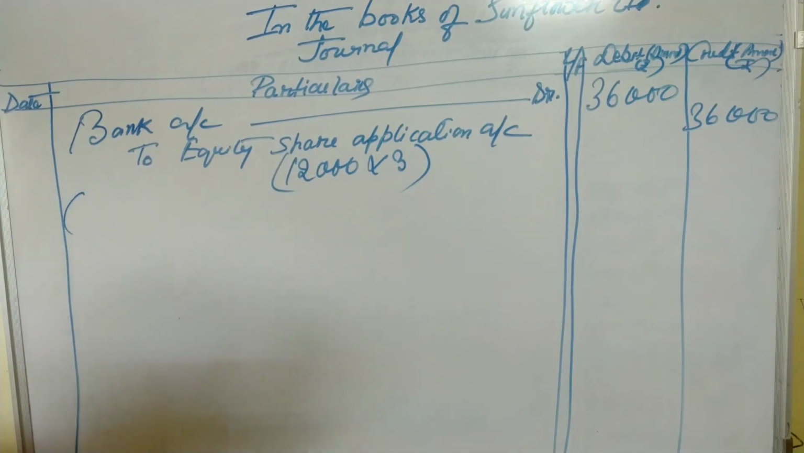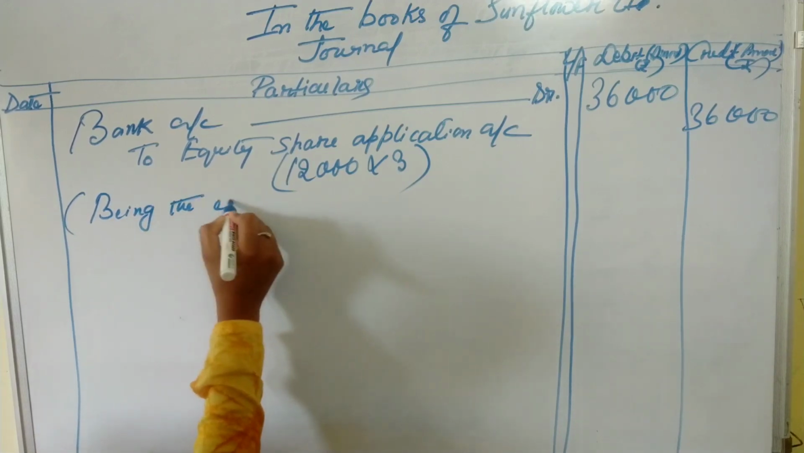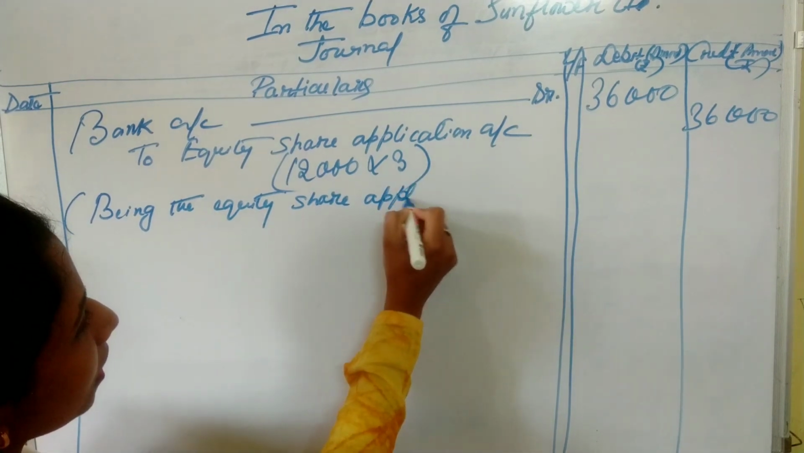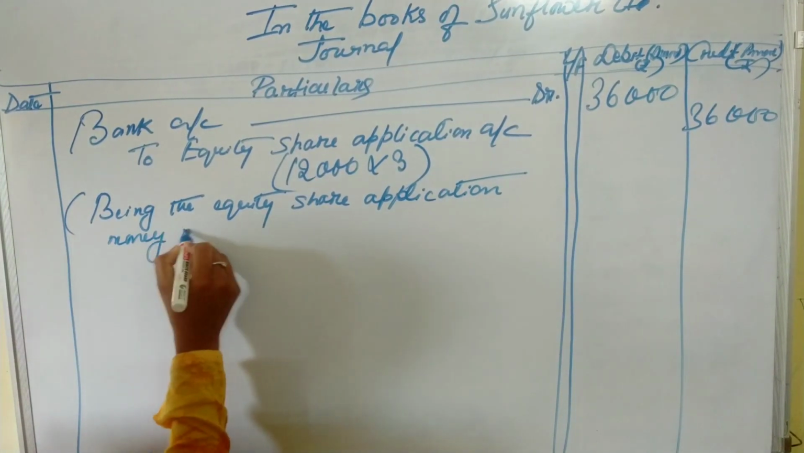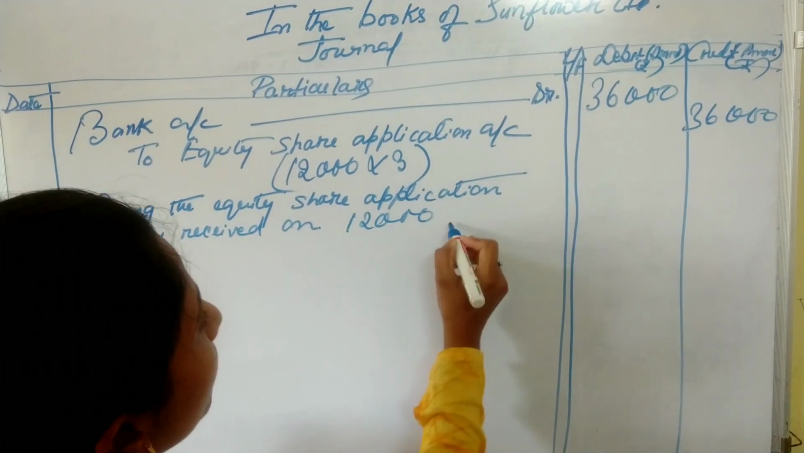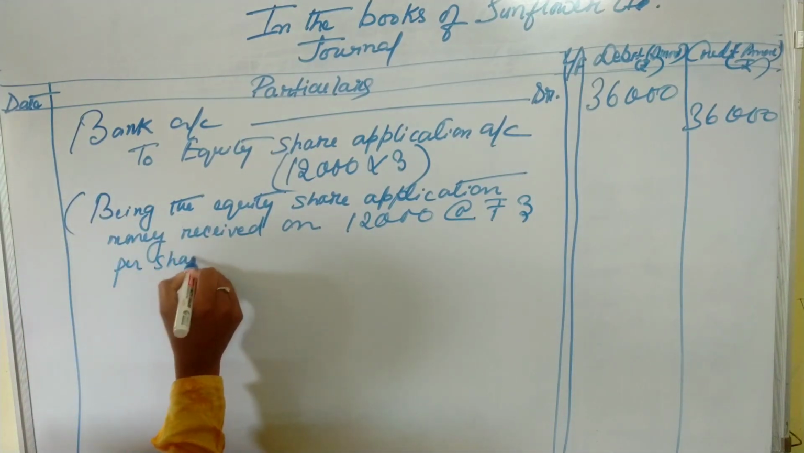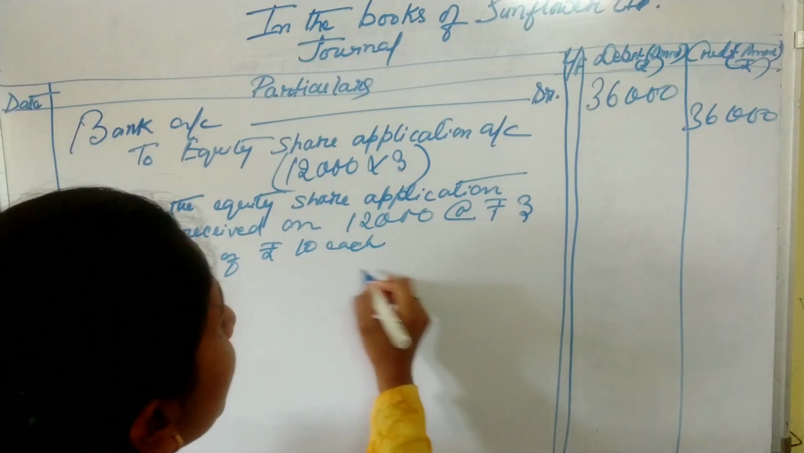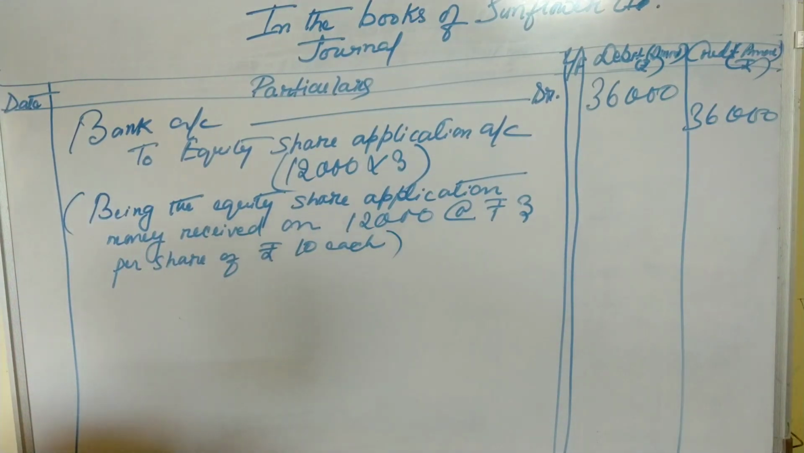Now we will write the narration. Being the equity share application money received on 12,000 shares at the rate of rupees 3 per share of rupees 10 each. Shares are issued at par of rupees 10 each. So this is the first journal entry.